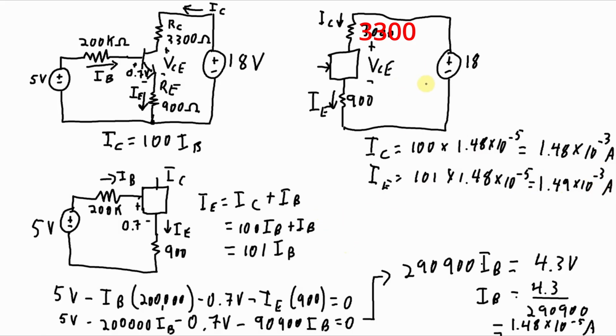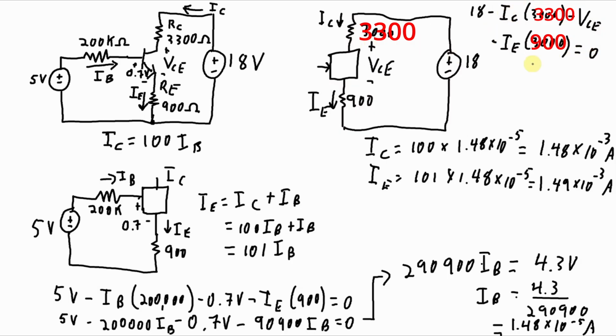Okay, well, in this loop, let's see, we have an 18-volt source. So we're starting here in the corner. We're going up 18. Let's write out the equation for it. Minus IC times 3,000 for the voltage drop across that resistor. Minus VCE, minus the voltage drop across the resistor at the emitter. So that's going to be IE times 3,000. And that brings us back to the beginning again, back to 0.